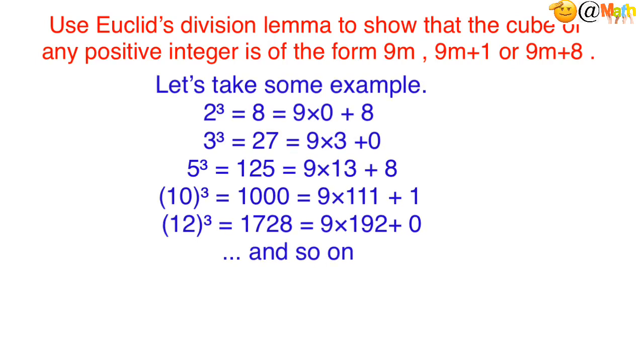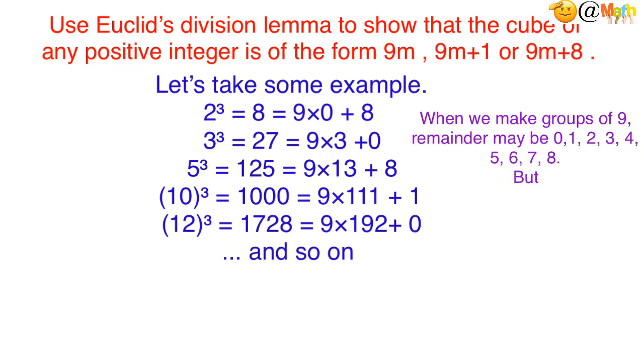Here, 2 cube is equal to 8, which is 9 into 0 plus 8. 3 cube is equal to 27, which is 9 into 3 plus 0. 5 cube is equal to 125, which is 9 into 13 plus 8. 10 cube is equal to 1000, which is 9 into 111 plus 1. 12 cube is equal to 1728, which is 9 into 192 plus 0, and so on.